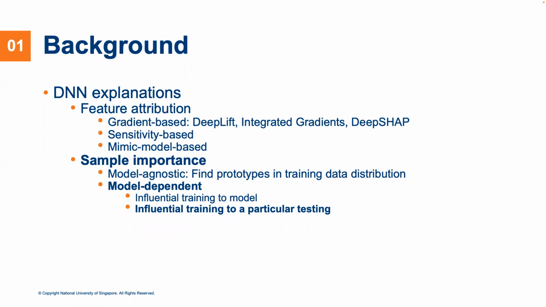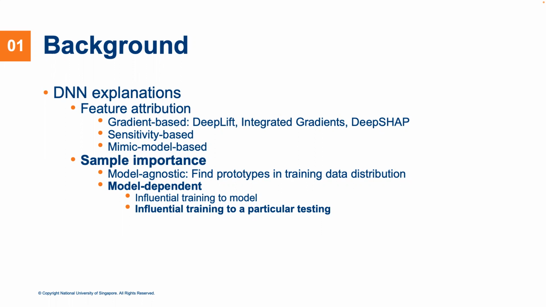And the second type is sample importance. That means we want to find the influential samples to the model. Some works are model agnostic. That means I only want to find prototypes or representative samples from the training data distribution without looking at the model. I'm sorry, so what do you mean by the prototypes? Prototypes just means representatives. I see. Or sometimes they are called proxies, this kind of thing.